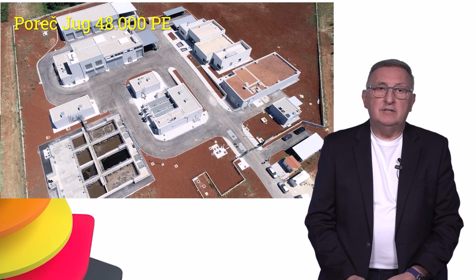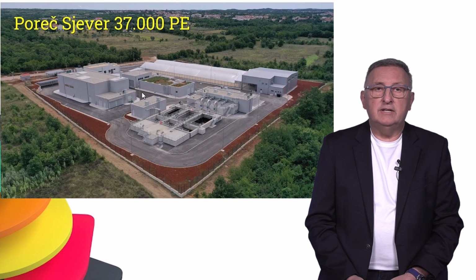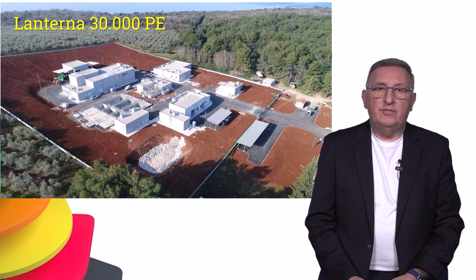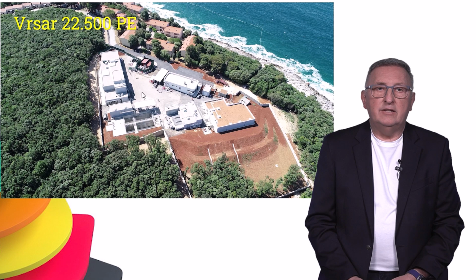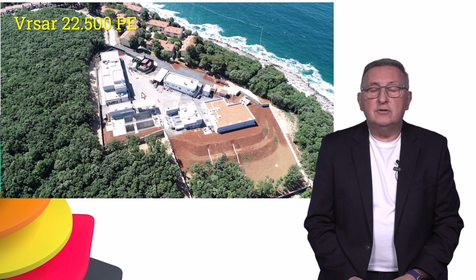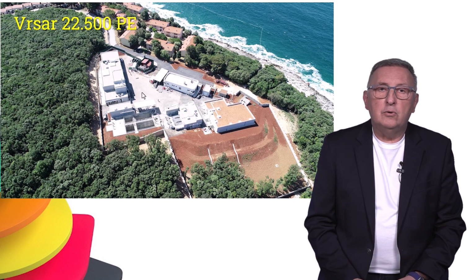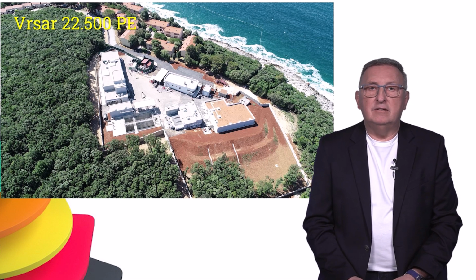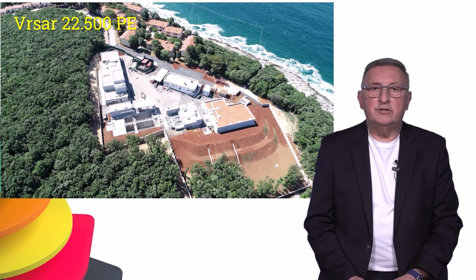These are images of the treatment plants which are now operational. Poreč Jug, 48,000 person equivalent. Poreč Sjever, 37,000 person equivalent. Lanterna, 30,000 person equivalent. And Vrsar, 22,500 person equivalent. And you can also see in these 4 treatment plants how close the population is. In this case, in Vrsar, these houses are just a hotel resort.